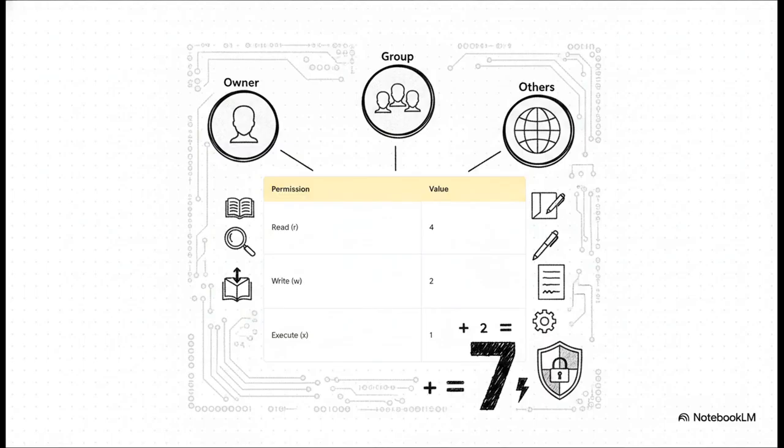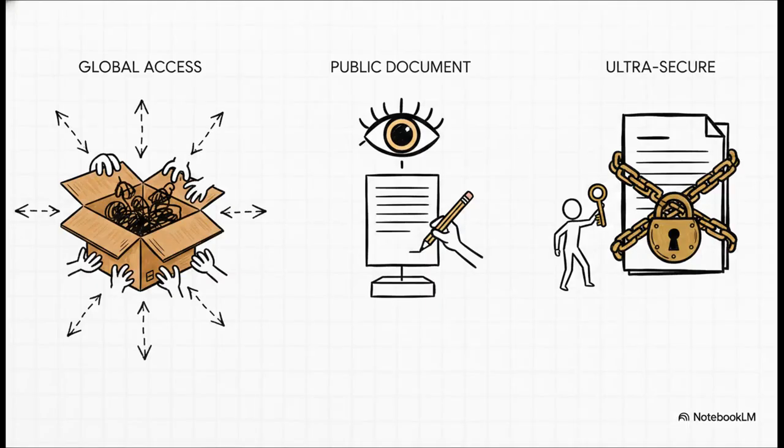Every single file and folder in Linux is governed by 3 ownership categories: the owner, the group, and others. And you can assign precise permissions to these categories using some really simple math. Read permission is assigned a value of 4, write permission gets a 2, and execute permission is worth 1. You simply add these numbers up. So if you want a user to have full read, write, and execute access, that's 4 plus 2 plus 1, which equals 7.